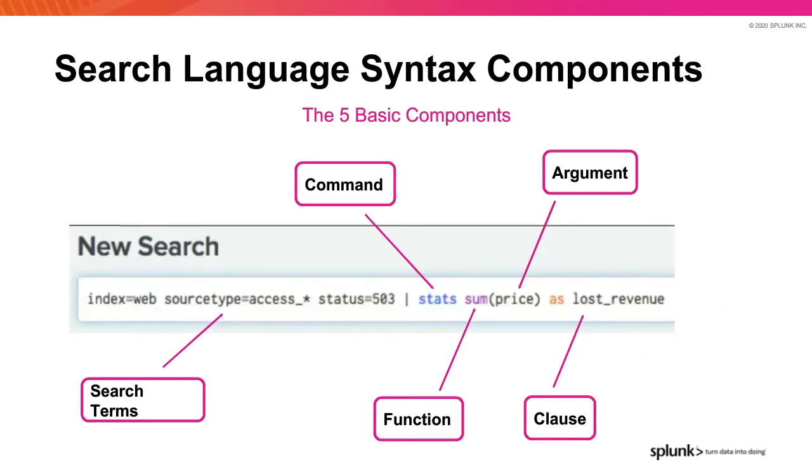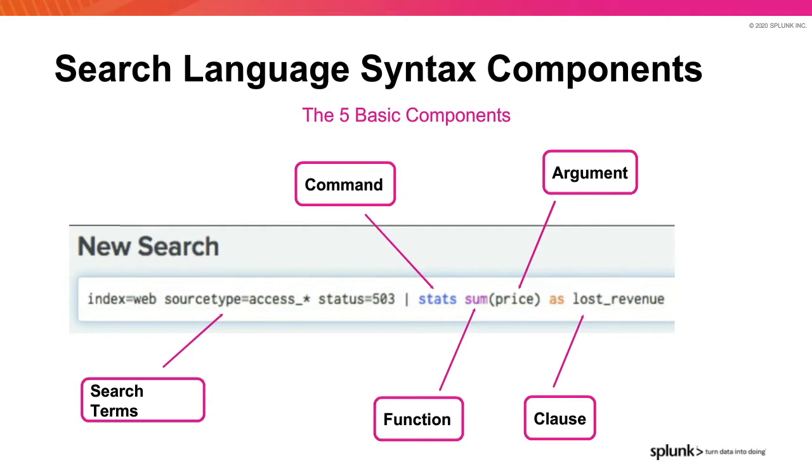Splunk's search language SPL is made up of 5 basic syntax components. Search terms, these clarify what you are looking for. They include keywords, phrases, booleans, and more. Commands, which identify what you want to do with the results. For example, do you want to create a chart, compute statistics, or evaluate and format?